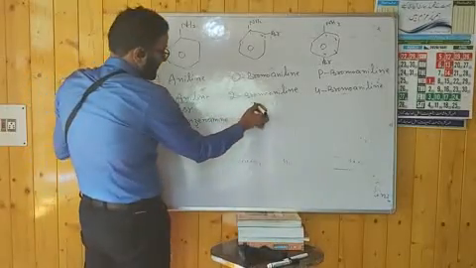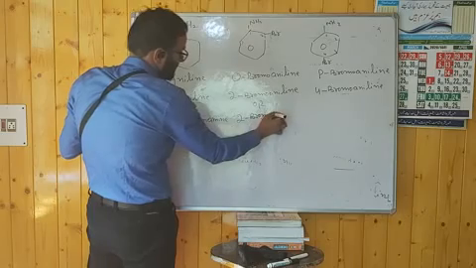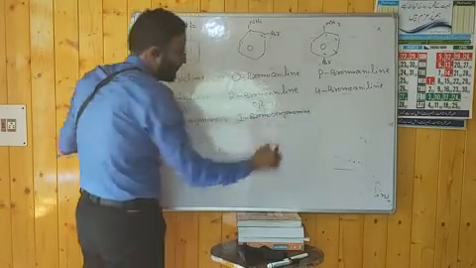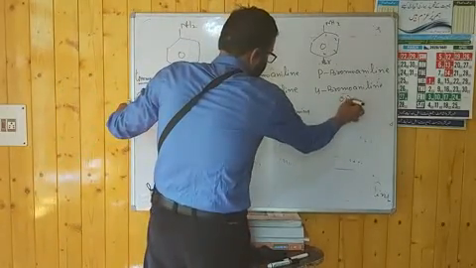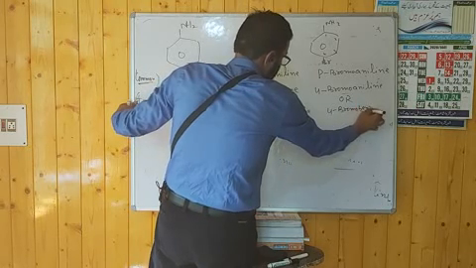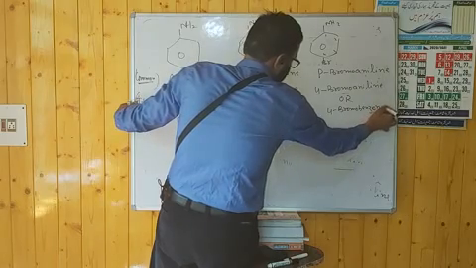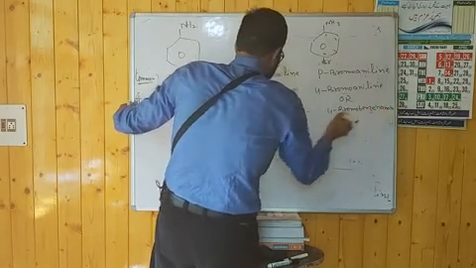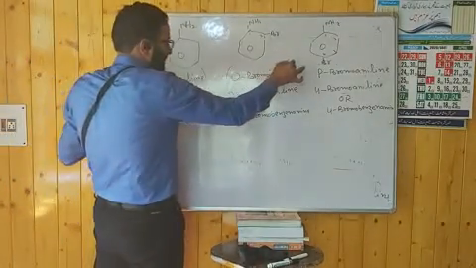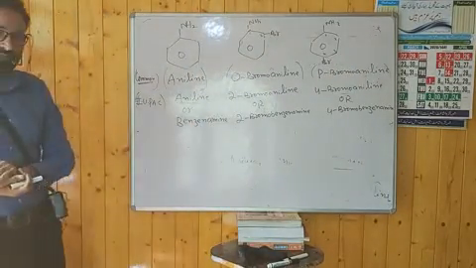Here what will be the second IUPAC name? 2-bromobenzenamine. Benzenamine, replace E by amine. Here what will be the second IUPAC name? It will be 4-bromobenzenamine. These two are the IUPAC names of these compounds.